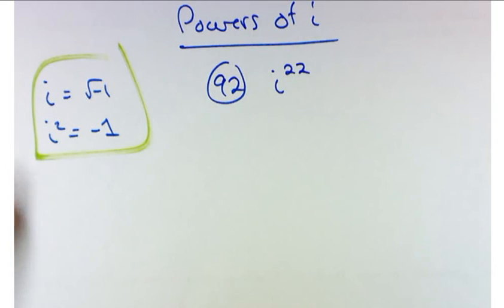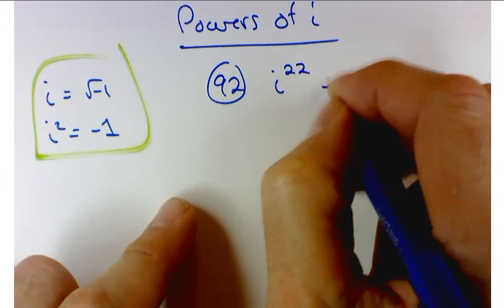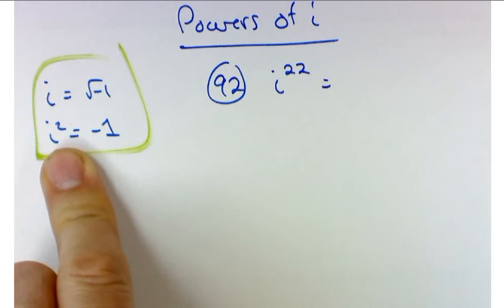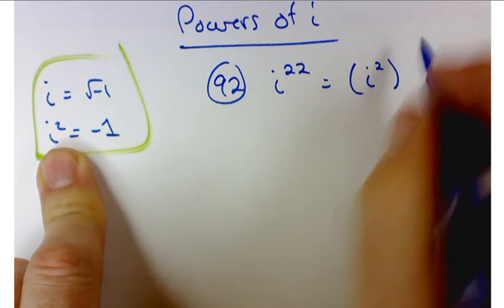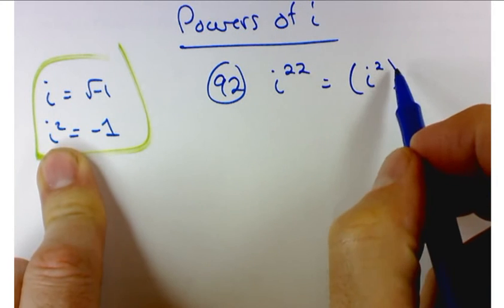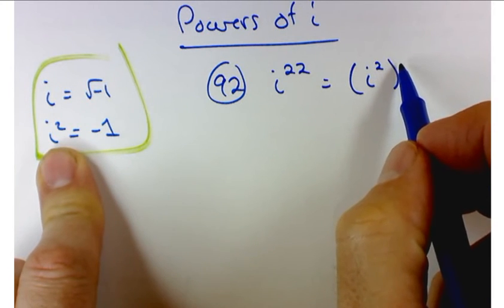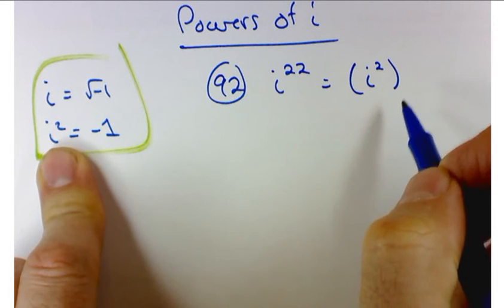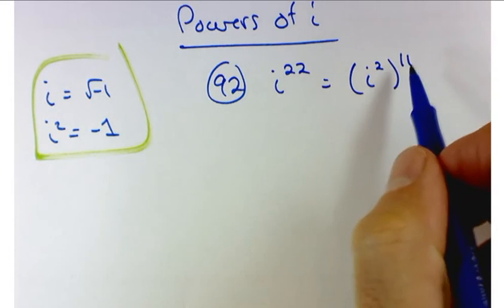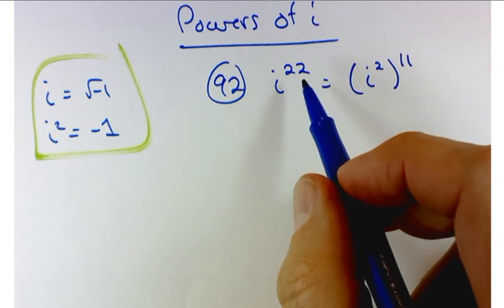Problem number 92 asks you to simplify i to the 22nd power. You look at that and go, that's a lot, right? Well, there's a trick, though, that you can use. We know what i squared is. So what if I was to rewrite this as i squared to some power? What exponent would I have to put on the outside so that together it would give me a 22 here? 11, right? Because 11 times 2 gives me 22.